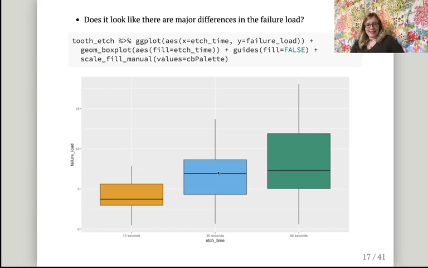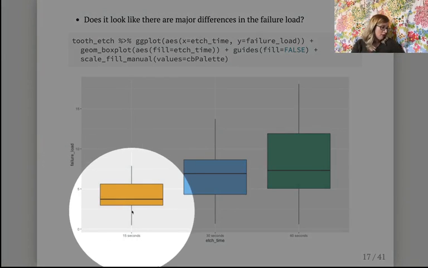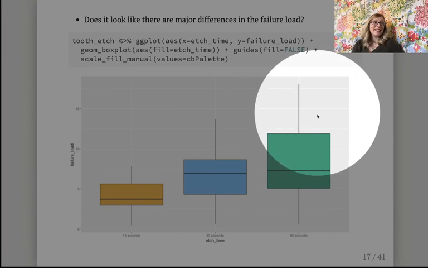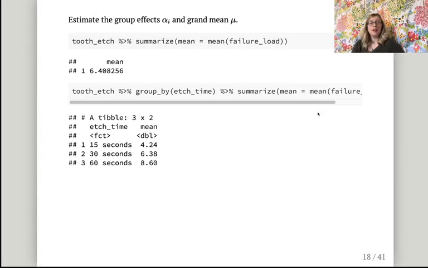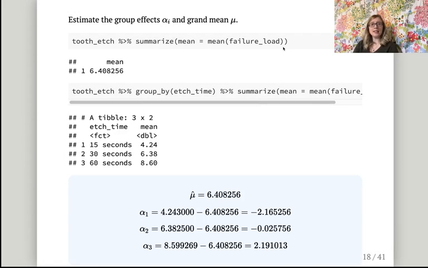Now, looking at this data, it looks like there are going to be some differences. The bonds that in general had lower etching time looked weaker. There may be some difference in variability. The 15-second group has a smaller standard deviation than the 60-second group. To estimate these group effects, we need the averages for each group and the overall mean. Here I've chosen to use the summarize function just because the output's a little bit smaller. So our estimate, or our best guess for the overall grand mean, is just the sample average, so 6.41.